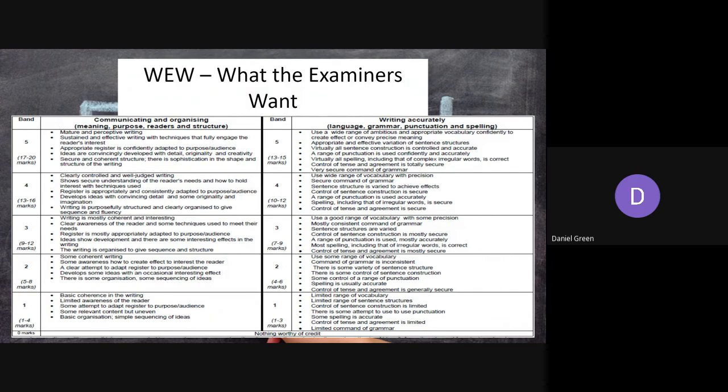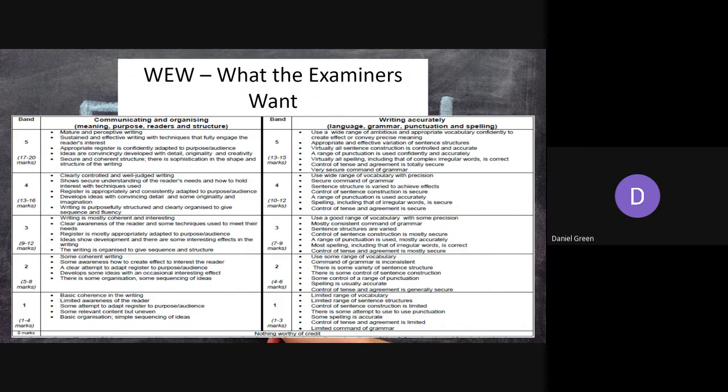Virtually all sentence construction is controlled and accurate. So this is where your sentences are put together coherently and they make sense. You need to make sure that they are always controlled and your grammar doesn't slip. And it says there, virtually all. That means there is room for error. Okay, you can make mistakes and still get into band 5. You just can't make many.